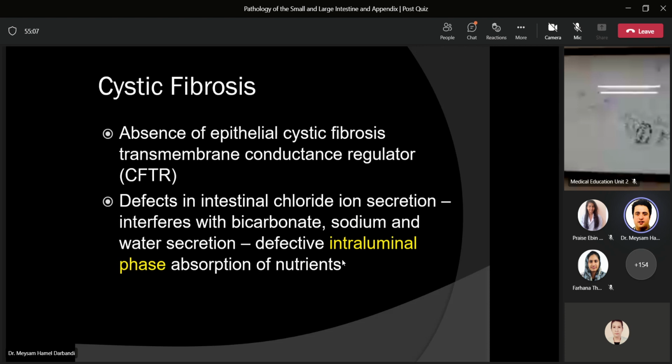Let's go to one genetic condition first. It's cystic fibrosis. What do you know about cystic fibrosis? Can anyone explain?